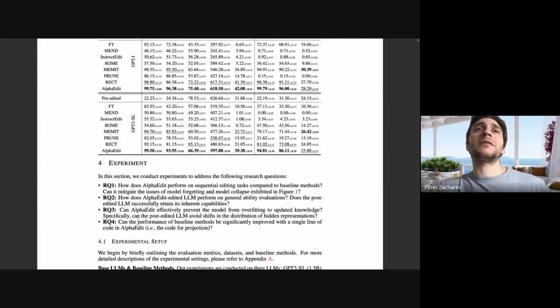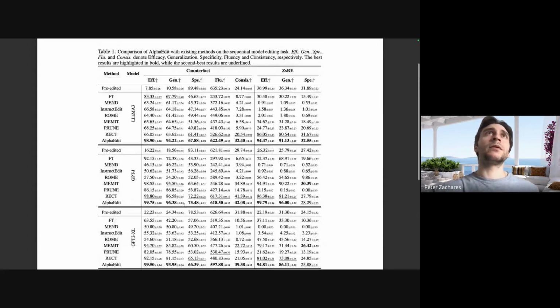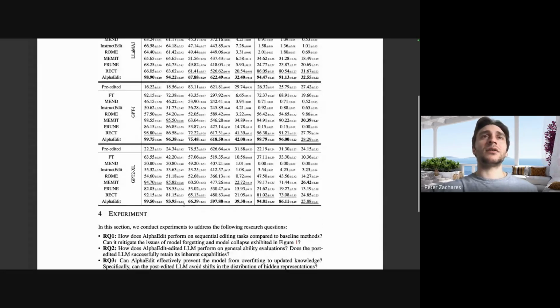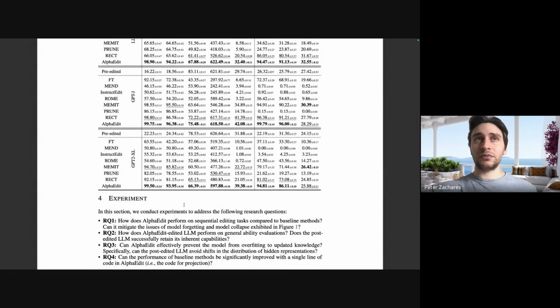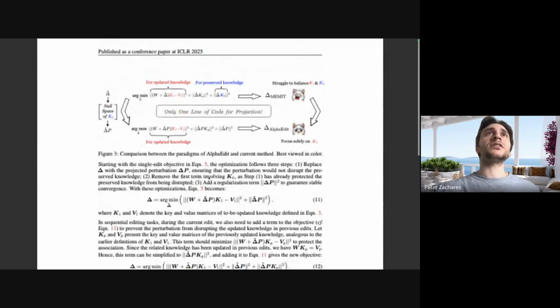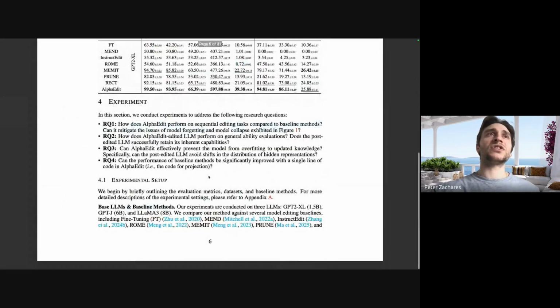Lastly, can the performance of the baseline methods be significantly improved with a single line of code in AlphaEdit? Basically, they take all these other methods, all the methods that do this kind of update, and just use the AlphaEdit update and keep everything the same and see if the methods improve. In fact, they all do, which is really cool. So this is another thing about this: it seems like a very general method.